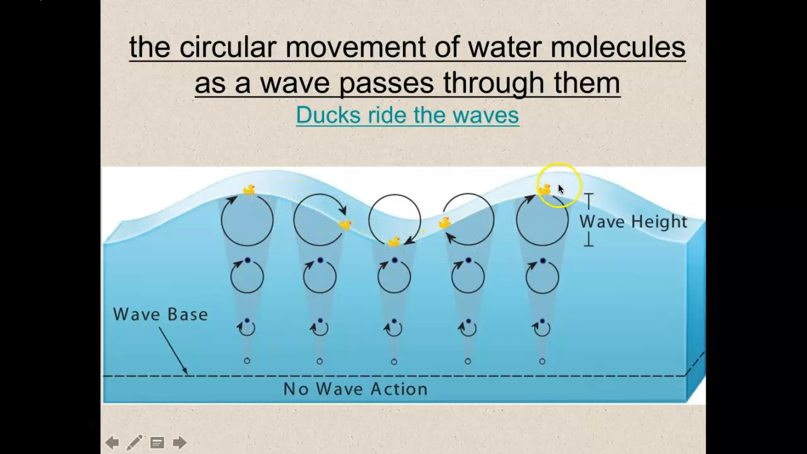The difference between a crest and a trough is the wave height, and the water molecules, just like these ducks, are moving in circles. They're not moving from one side of the image to the other. They're just moving in this circle, kind of up and down motion. You can click this link here and I'll show you ducks that are moving up and down instead of side to side.